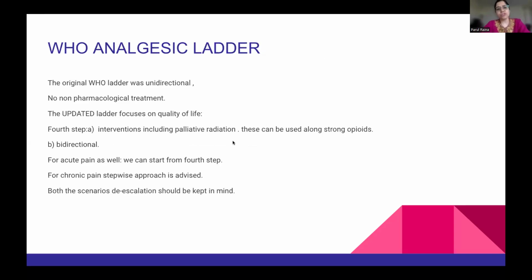The original WHO ladder was unidirectional, and no non-pharmacological treatment was added in it. The updated ladder focuses on quality of life, wherein a fourth step is added, which includes interventions like palliative radiation, epidural insertions or intrathecal painkillers. This can be used along with strong opioids and it can be bidirectional as well. For acute pain, we can start from the fourth step, and for chronic pain, a stepwise approach is advised. In both scenarios, de-escalation should always be kept in mind.